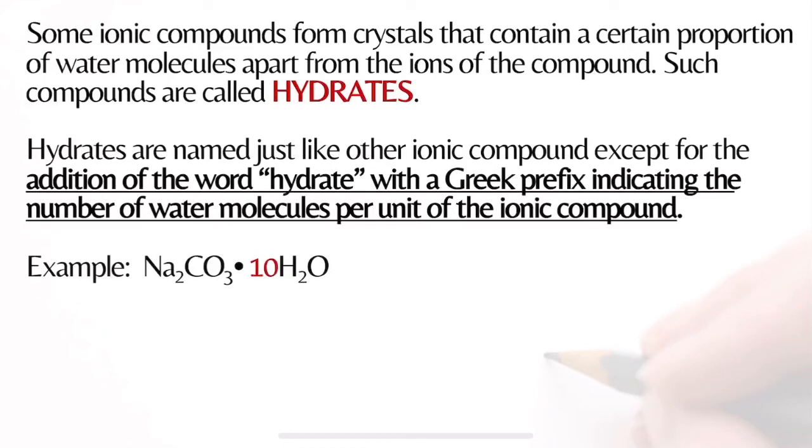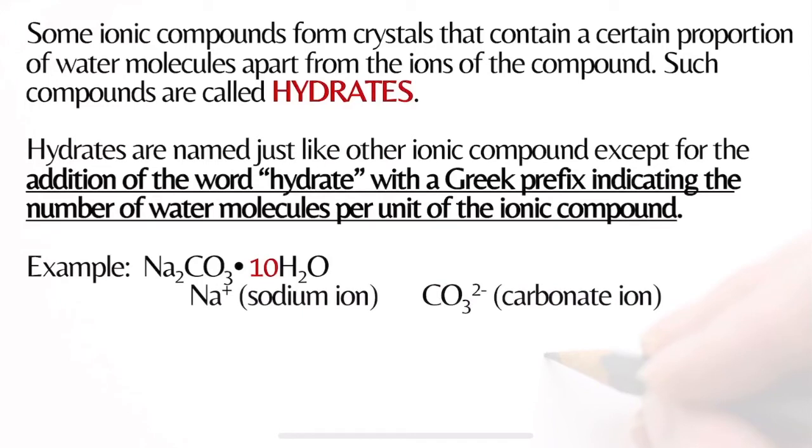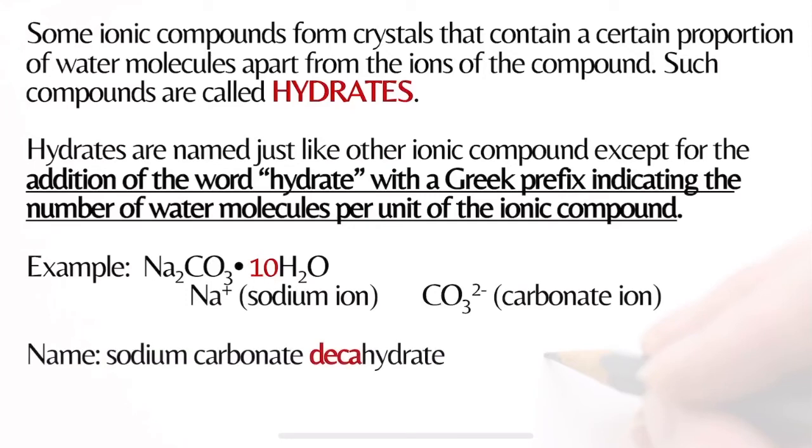Example, if you have the formula Na2CO3·10H2O. So you name that one by using the name of the cation, which is sodium ion, and the name of the polyatomic anion, which is carbonate ion. So you simply combine the two, so that becomes sodium carbonate. But you have to add the word hydrate with the prefix denoting the number of the water molecules. So in this case, we have 10 water molecules. 10 in Greek prefix is deca. So therefore, the prefix for the word hydrate is deca. So we name Na2CO3·10H2O as sodium carbonate decahydrate.